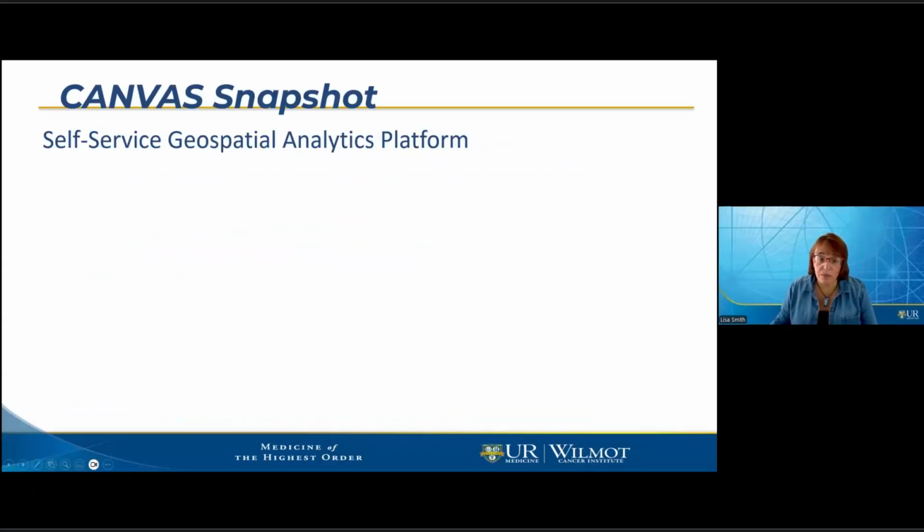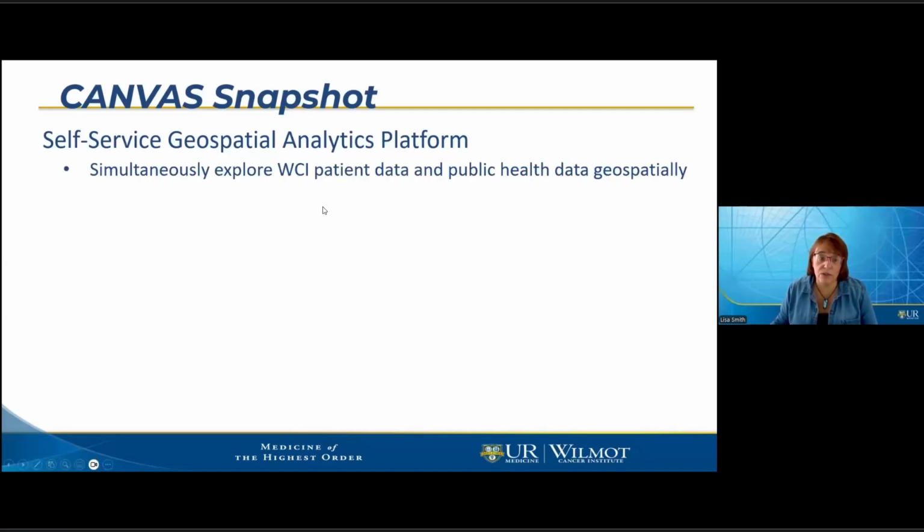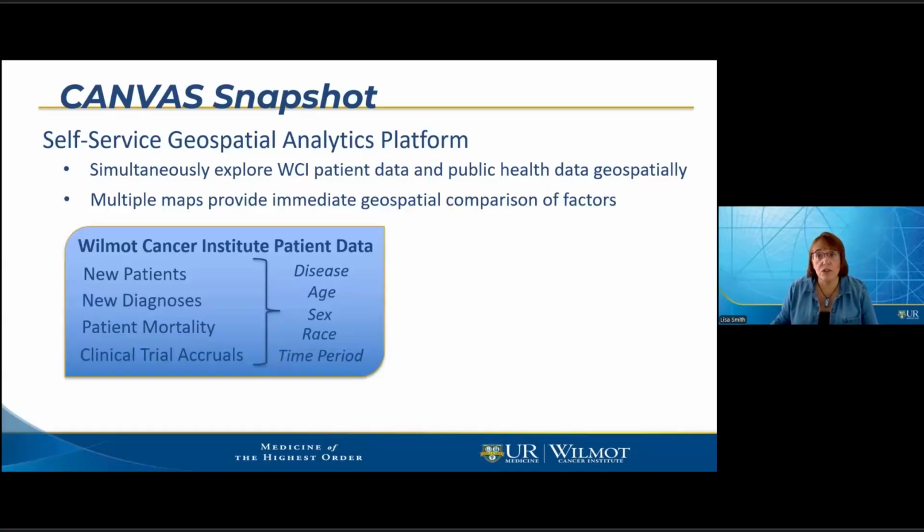As I said, Snapshot is a self-service geospatial analytics platform, which provides users the ability to explore live, validated Wilmot data alongside regional public health data, with virtually no barrier to entry. Once a user has access to the tool, they can create up to 4 maps on which to visualize Wilmot data in the form of counts of new patient visits, new diagnoses, patient deaths, and clinical trial accruals broken down by disease, patient age, sex, race group, and time period of interest.